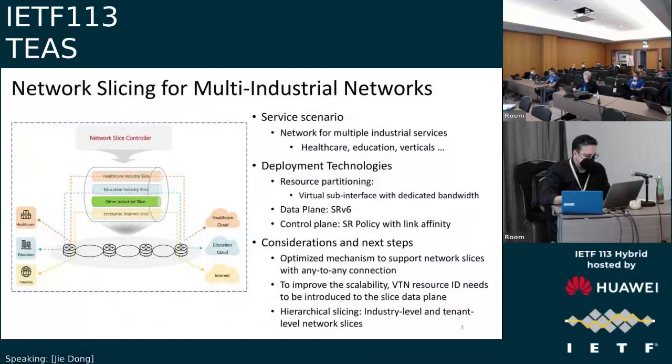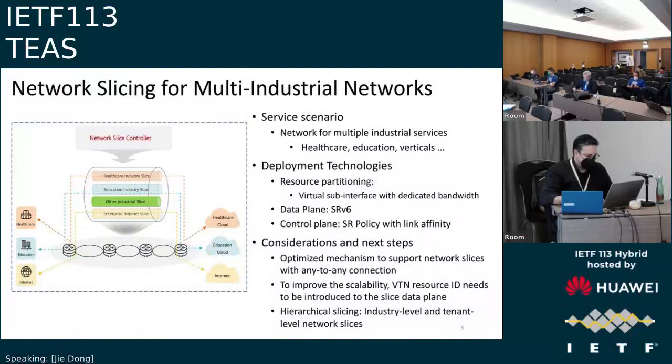For this network, they create separate VTNs or NRPs with different network resources partitioned. The technology used for the resource partitioning is based on virtual sub-interfaces with dedicated bandwidth. In the data plane, they're using SRv6 to identify different resource partitions on the interfaces and the nodes. The control plane mechanism used here is SR policy with link affinity as constraints for the SR policy path computation.